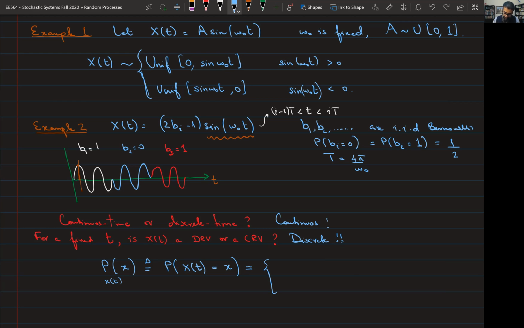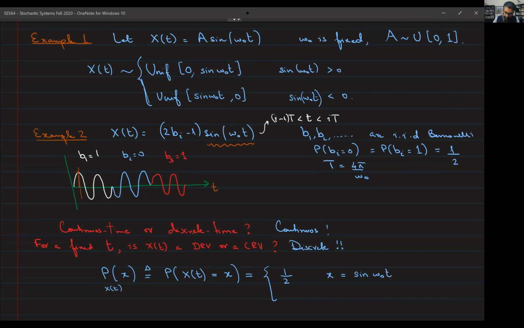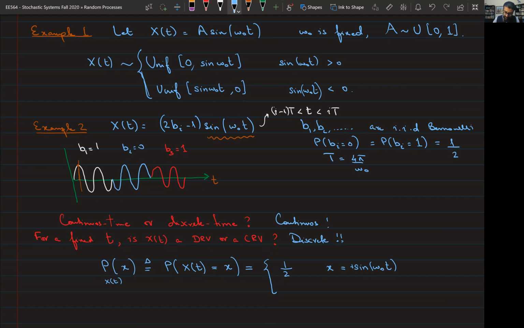either half when x equals plus sin omega naught t, or half when x equals minus sin omega naught t. Right, and this does not include the pathological case when sin omega naught t is 0. That's when the probability is equal to 1. Let me just ignore that. Okay, and 0 otherwise, right?